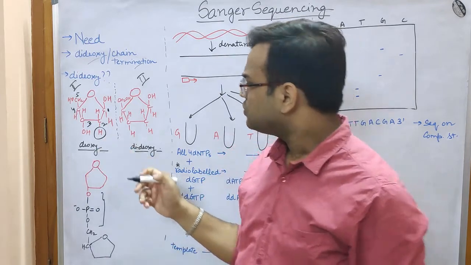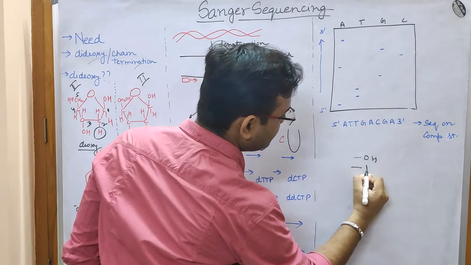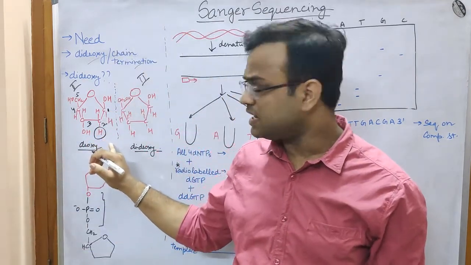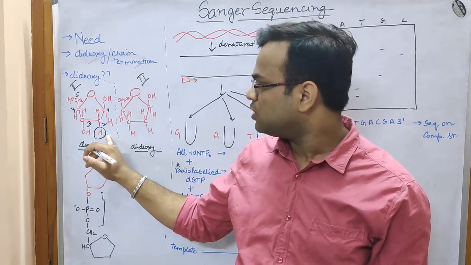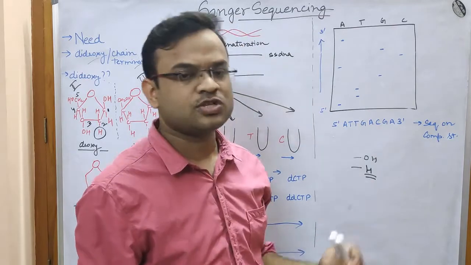So when OH is replaced by H, here you can see that in case of ribose sugar, OH is present at this position, but in case of deoxyribose sugar, H is present.